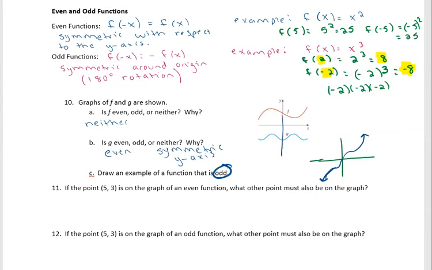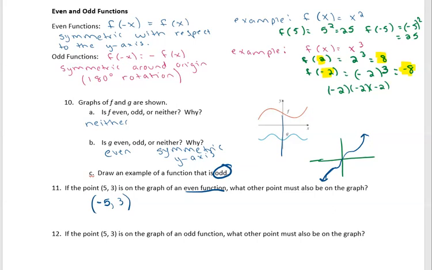If the point 5, 3 is on the graph of an even function, what other point must also be on that graph? Well, an even function, even is symmetrical with respect to the y-axis. So even means that if you put in the negative, you're still going to get the same answer out. So if I put in the opposite sign, in this case it was 5, so -5, we're going to get the same answer out. So if it was 5, we're going to switch to -5, and it will still be 3.